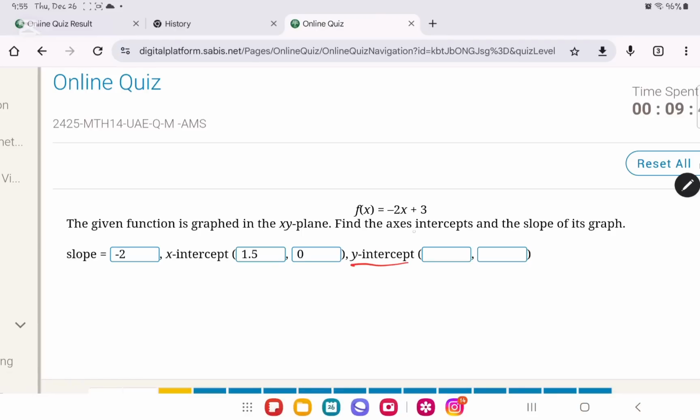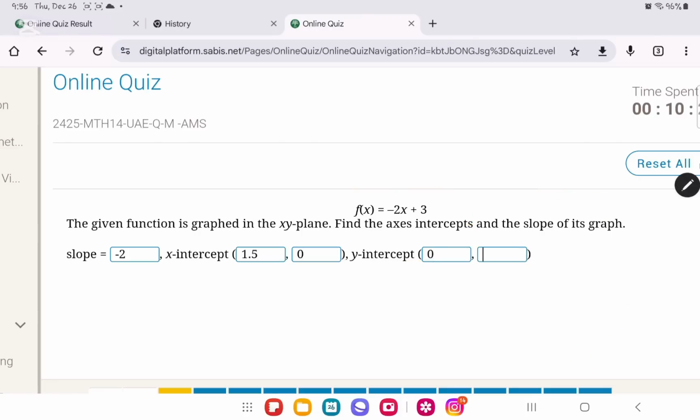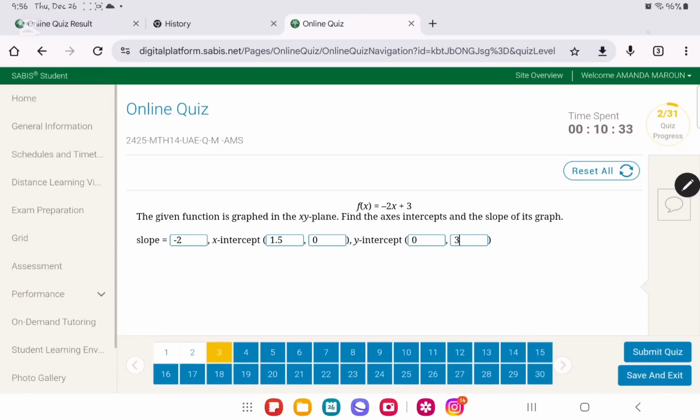The y-intercept, however, is when x is equal to 0. We just need to find the y. So if x is 0, then f(x), which is also equal to y, means y is equal to -2x plus 3. And we said that the y-intercept means x is 0. So y is equal to -2 times 0 plus 3. That means y is equal to 3. That means our y-intercept is then 3.